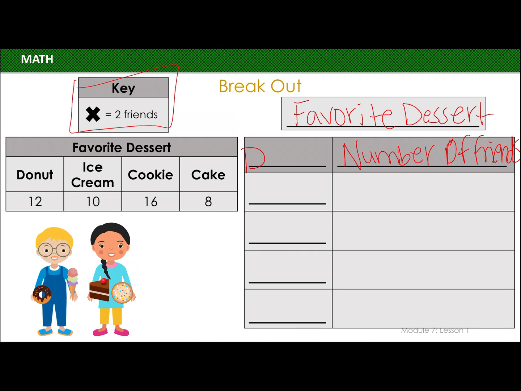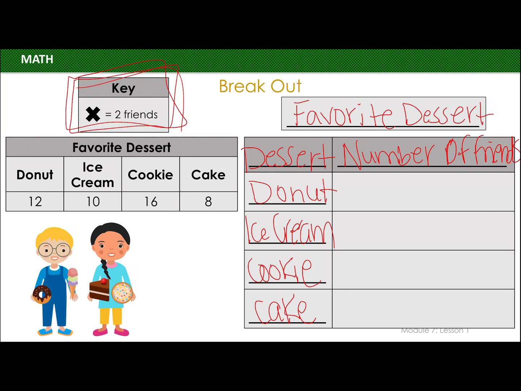Over here, I'm going to write dessert because I know that I'm going to have to write all of the desserts underneath. So I have donut, ice cream, cookie, and cake. And always check your key so you know what you're doing. So I see that my key says 2 friends per x again. So 1 x equals 2 friends.